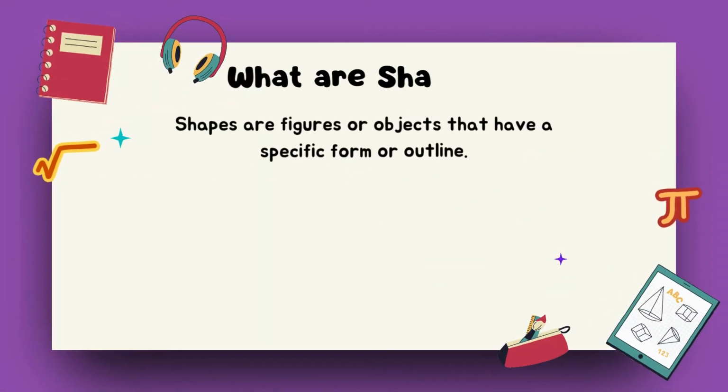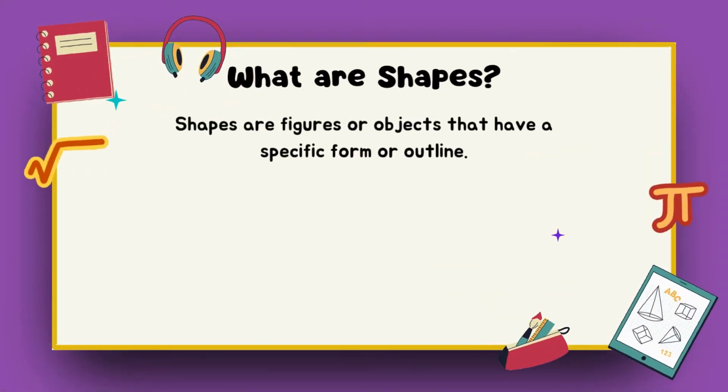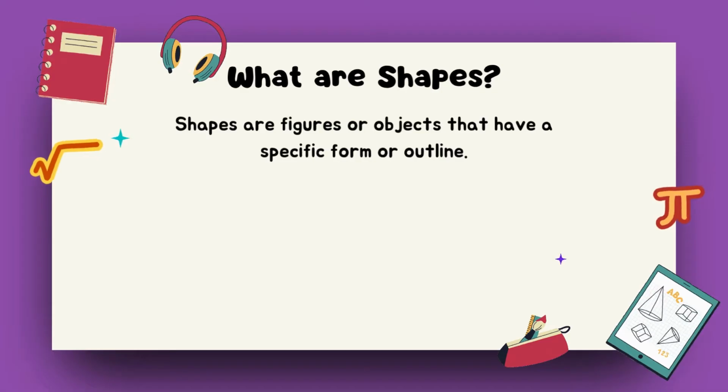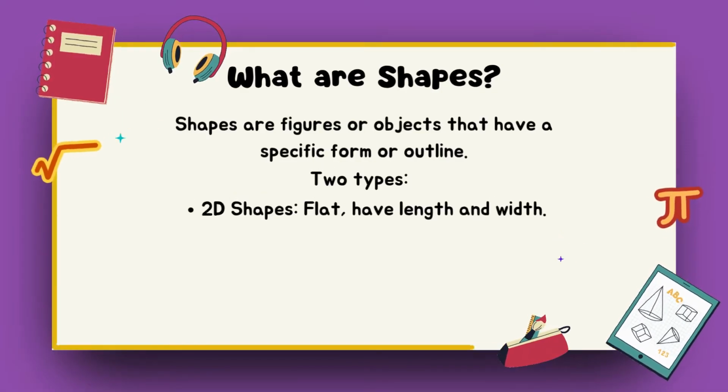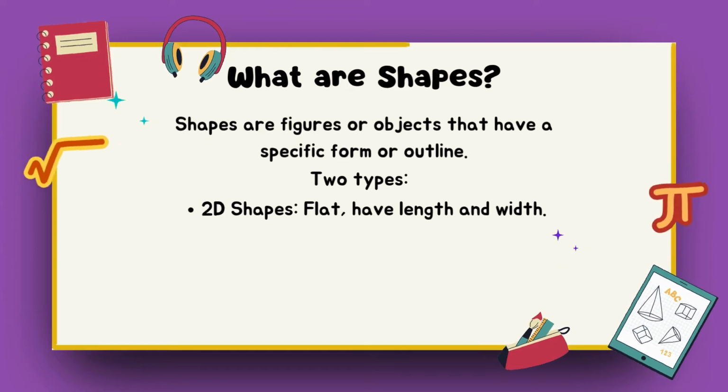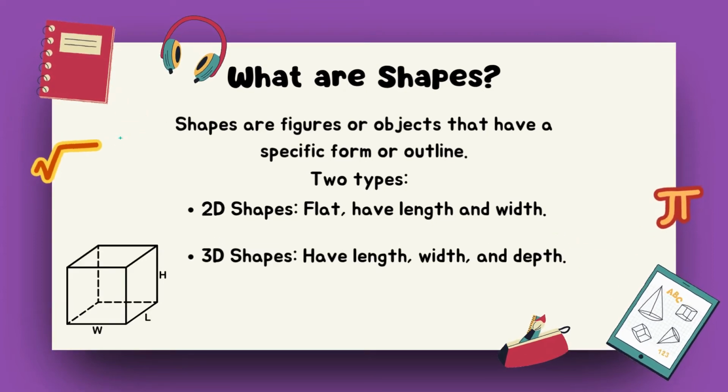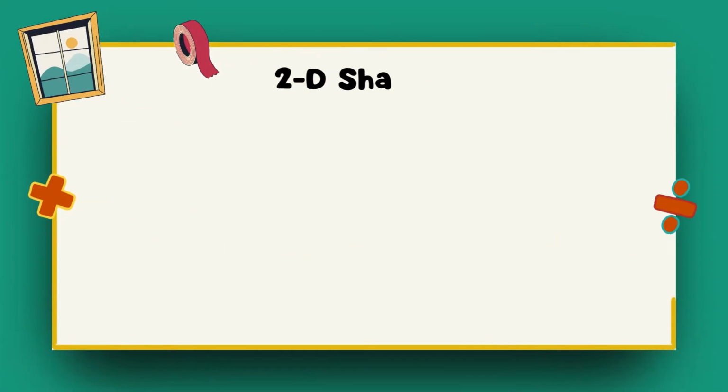Shapes are figures or objects that have a specific form or outline. Shapes are of two types. 2D shapes are flat, have length and width. 3D shapes have length, width, and depth. Now, let's discuss some 2D shapes.